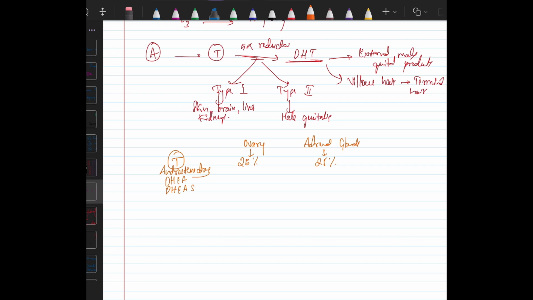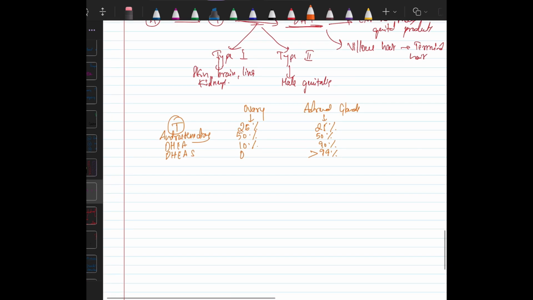Now ovary also produces 50% of androstenedione and 10% of DHEA, but it doesn't produce DHEAS because it doesn't have an enzyme to produce that. Androstenedione is produced by adrenal glands as well in 50%, and DHEA here 10%, so the remaining will be from the adrenal gland. DHEAS, most of it is produced by your adrenal glands only. Okay, so this is about the androgens in female.